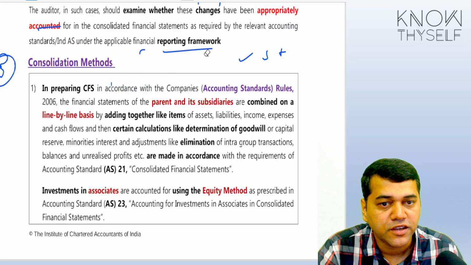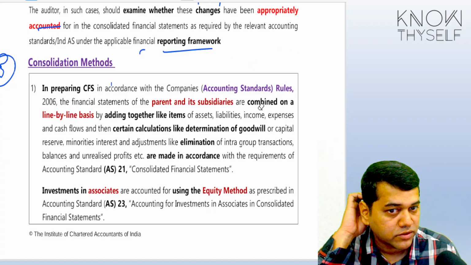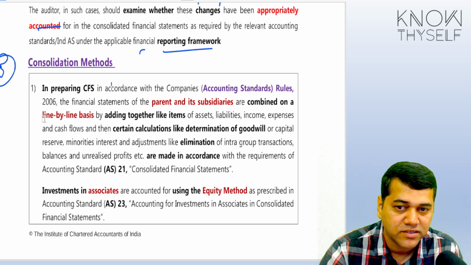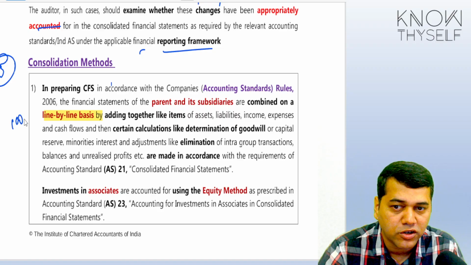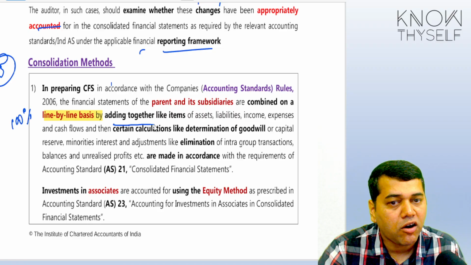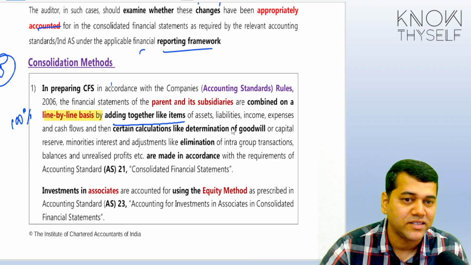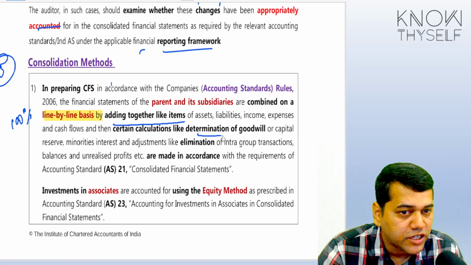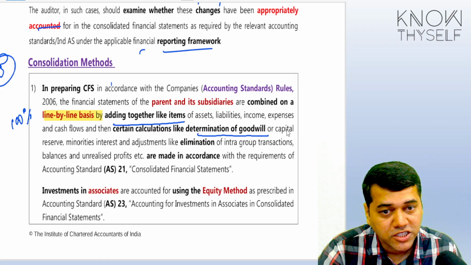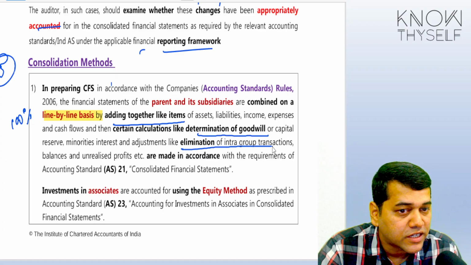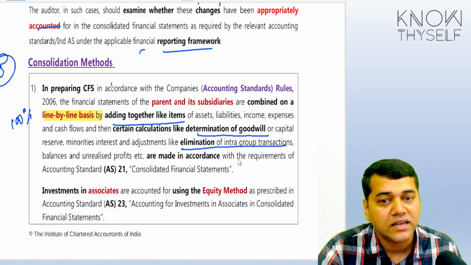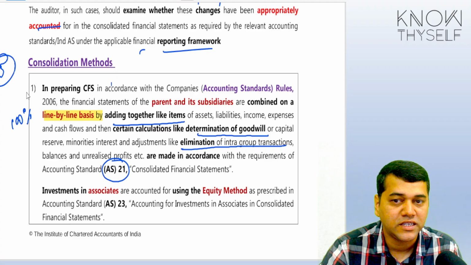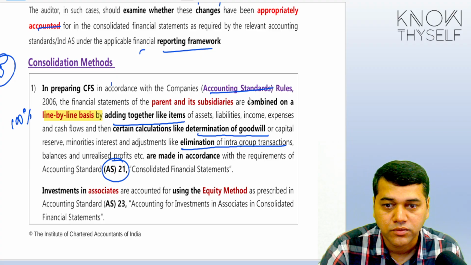So in preparing the CFS, as per the accounting standard rules, the parent and subsidiaries are combined on a line by line basis. This is called a 100% consolidation. Adding all the items together like assets, liabilities, income, etc. Certain calculations are done to determine the goodwill. This is the one-time adjustment. You have to do elimination of intra-group transactions and check whether this is done as per AS 21. This is method number 1 if accounting standard is followed.